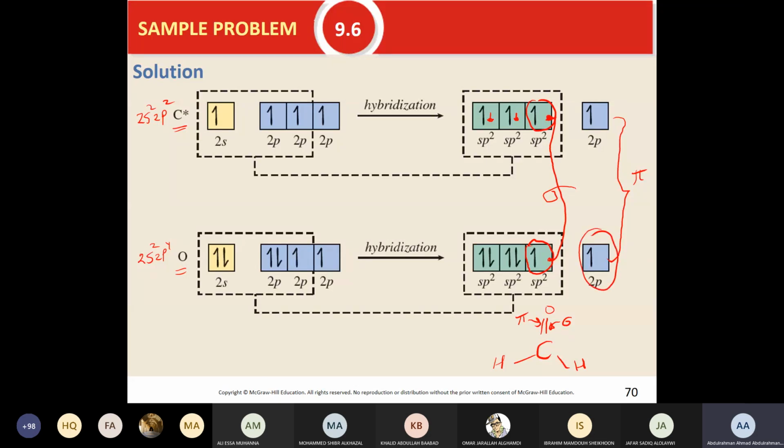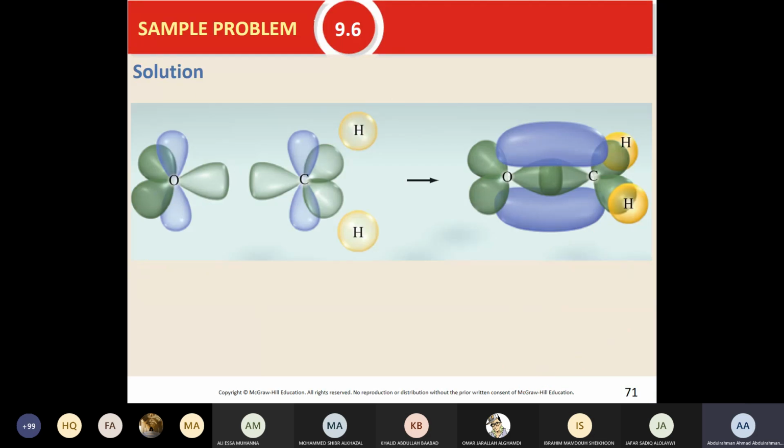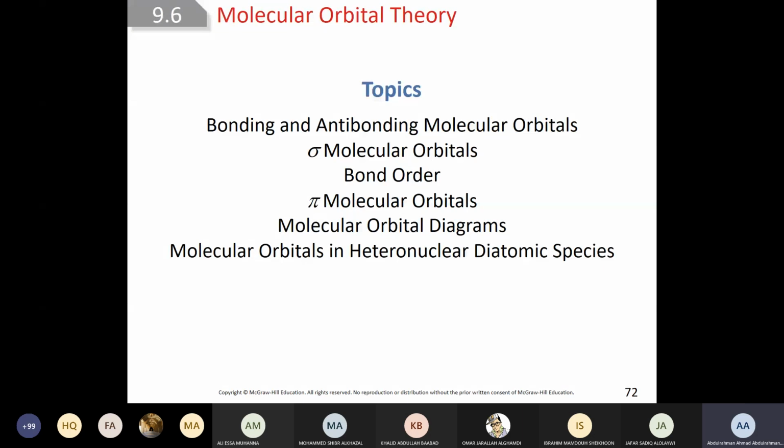And this pi bond is between what? The 2p orbital of oxygen with the 2p orbital of carbon. And this sigma bond is between what? The sp2 orbital of carbon with the s orbital of hydrogen. They will interact like this. So if you want to draw it, you draw it like this. I hope this is also clear. All right. Okay, with this, we finish this part.